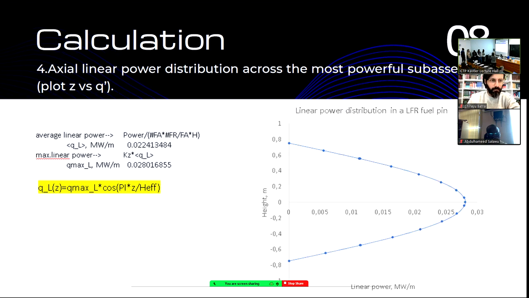By using that height, we can obtain this actual linear power distribution in the fuel pin. It looks like this. And what is the maximum and what is the average is shown here in megawatt per meter.